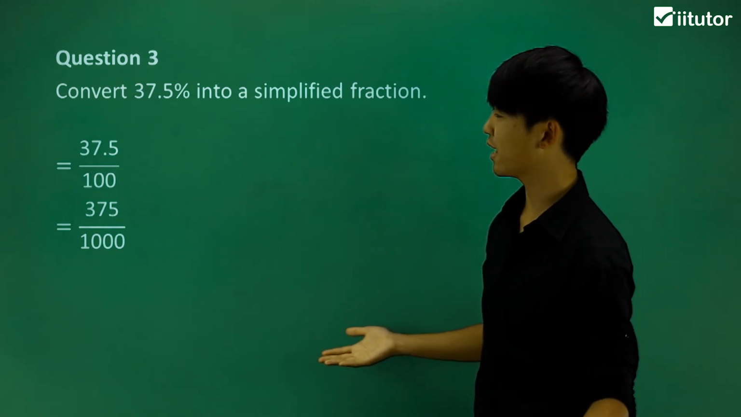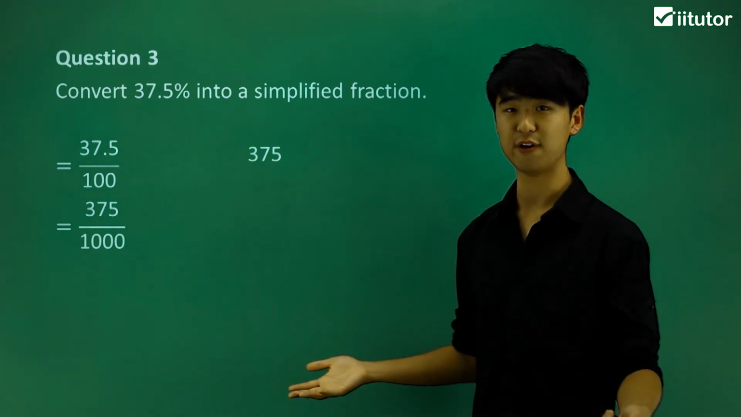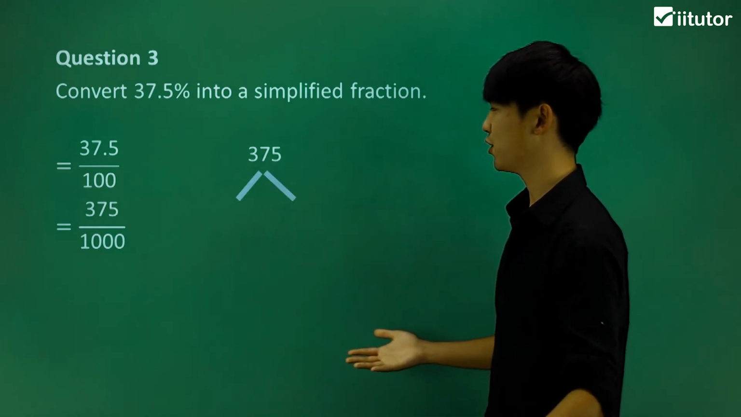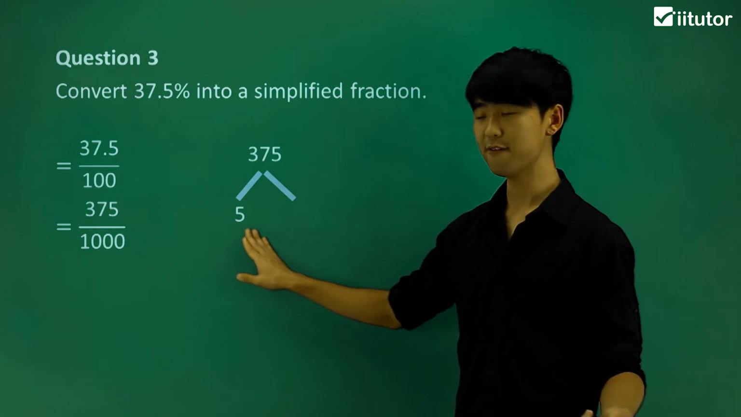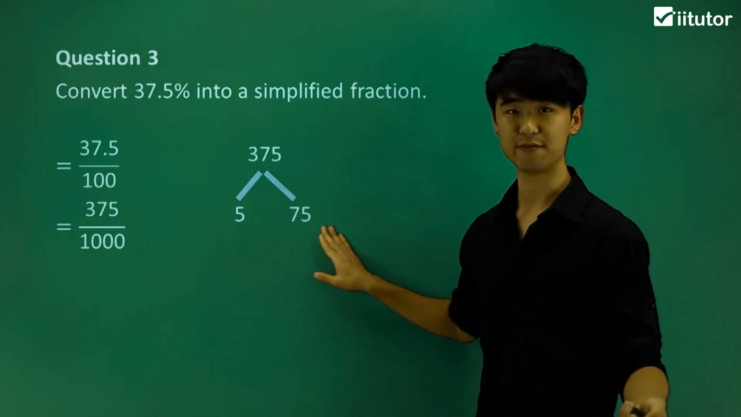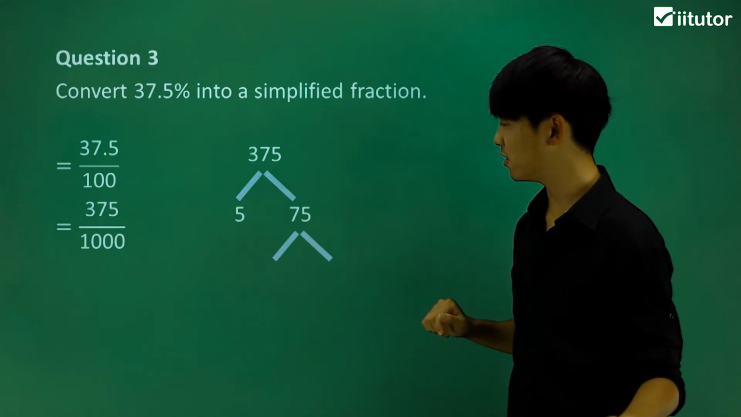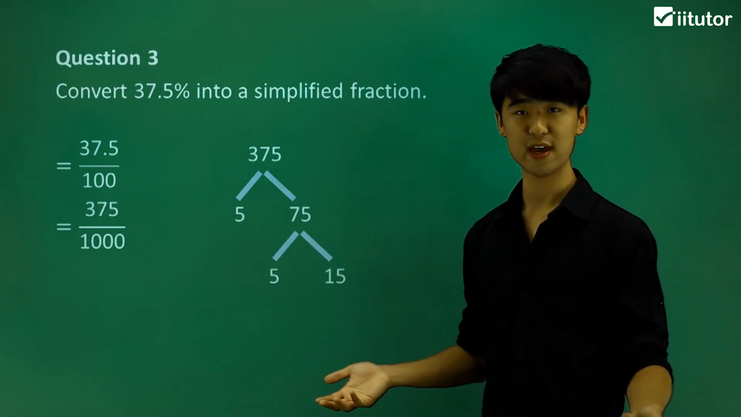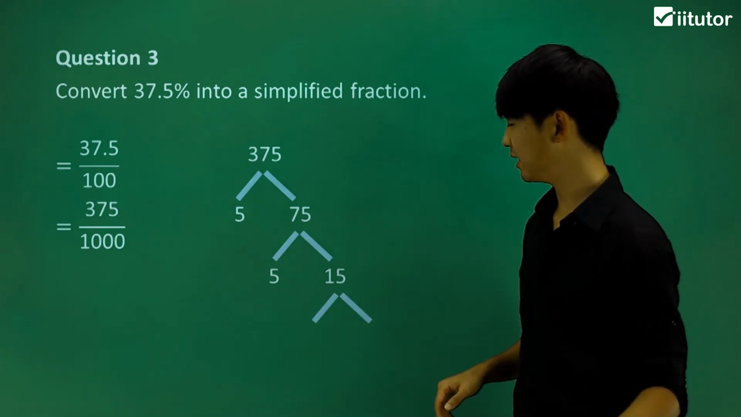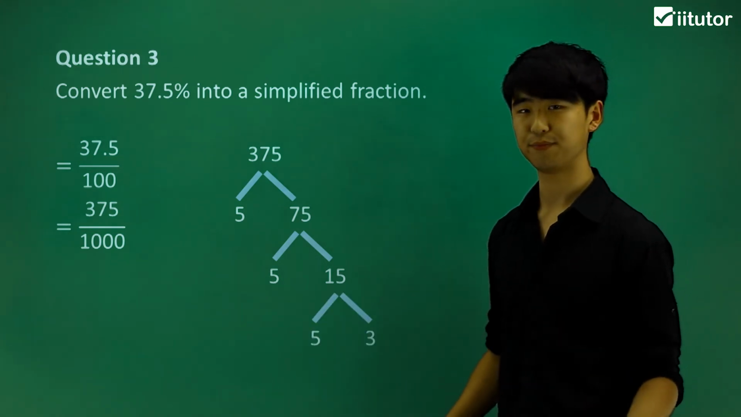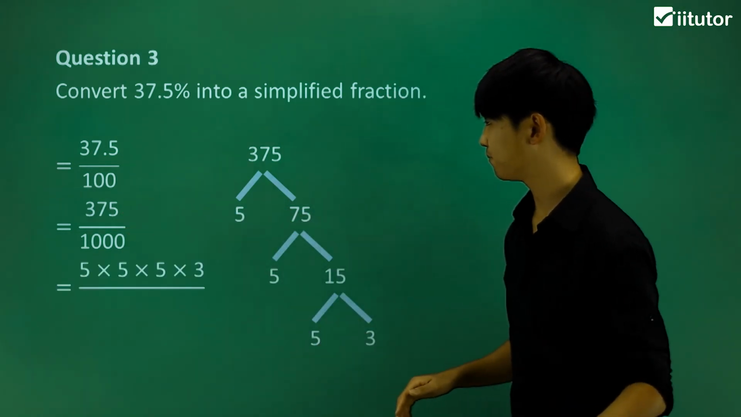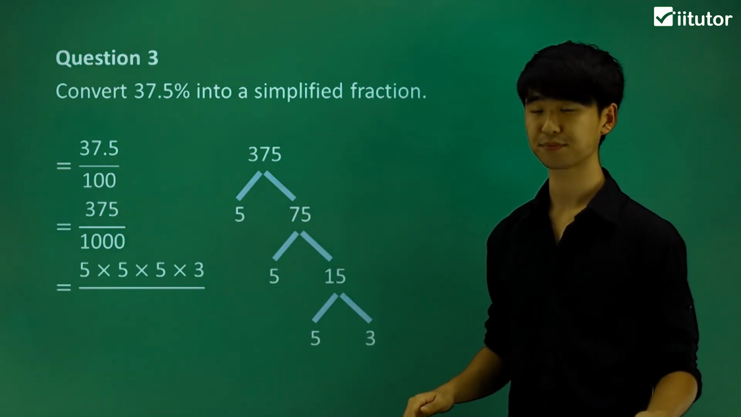Well, I'm going to look at the factors of 375, okay, by looking at a factor tree. So I'm going to firstly divide by 5, so that's my first factor, and my next factor here will be 75. Now I'm going to divide 75 further down into another 5 and a 15. And 15 breaks down more into 5 and 3. Okay, so that's 375.